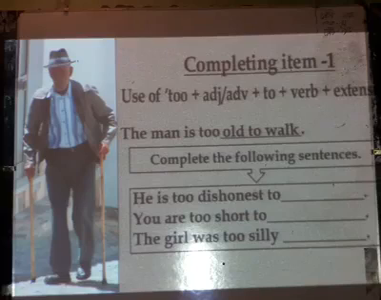Now, some sentences for you to practice. You will try to complete the sentences at home. When your school opens, then you will show it to your English teacher. Okay? Now the next one.